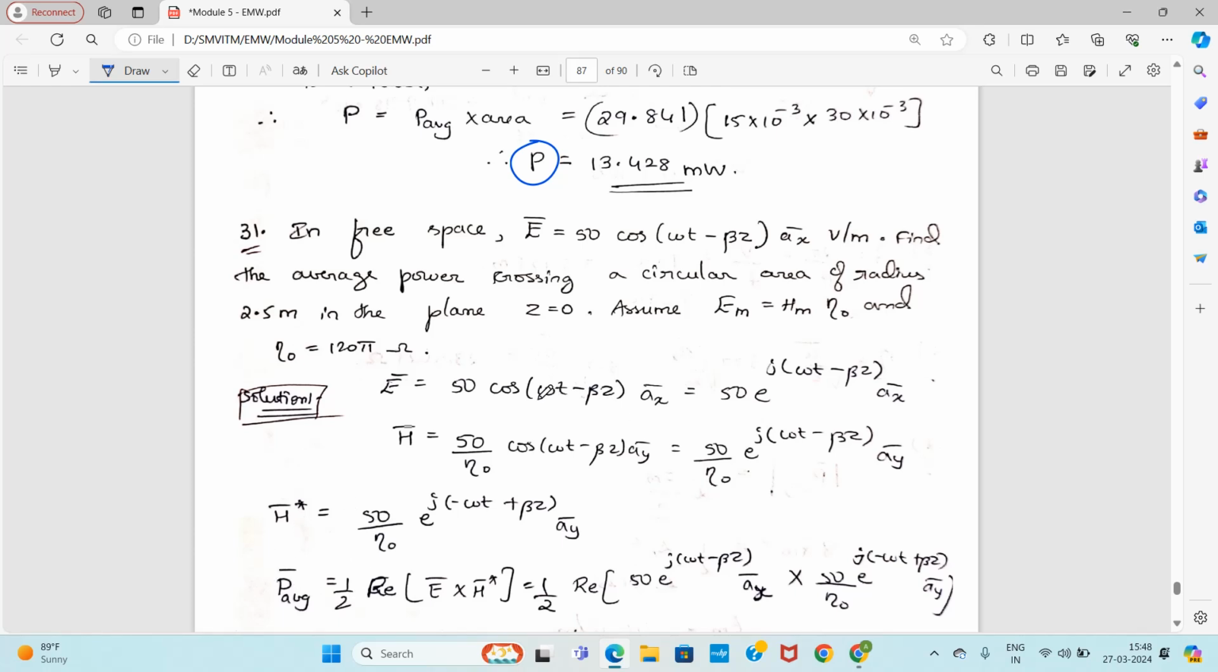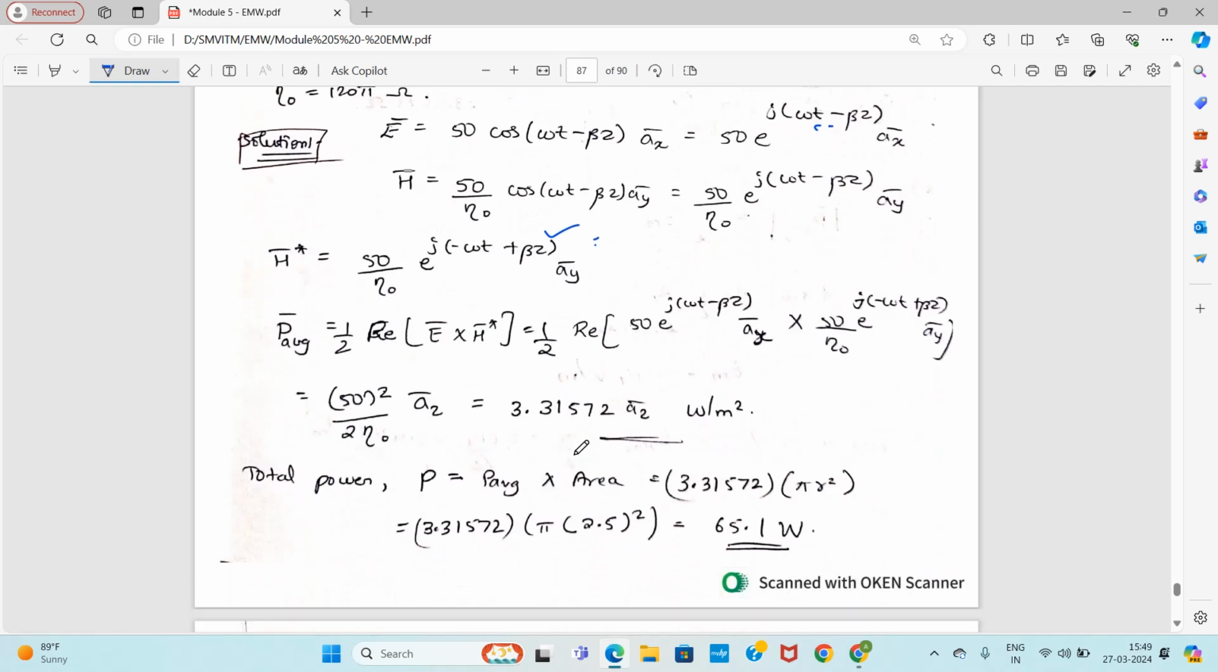Okay, so again here it's given 50 cos(omega t minus beta z). As you can see, whenever you have cos, the omega t value is written as positive. If you have sine, the omega t should be written as negative. Remember that. So omega t is positive if it is cos, and negative if it is sine, right? If I take the conjugate of this, the j term will become minus, so omega t becomes minus, beta z becomes plus. That is the conjugate. Take the cross product of E and this conjugate of H.